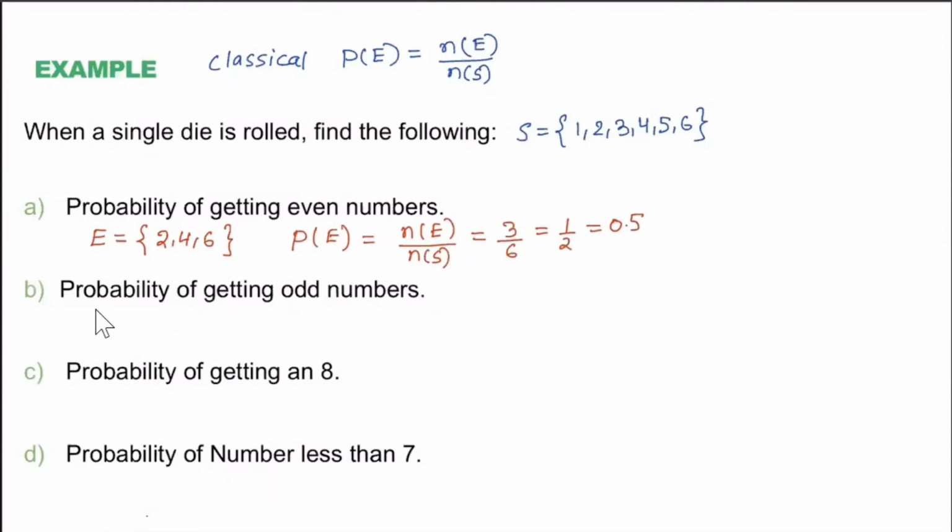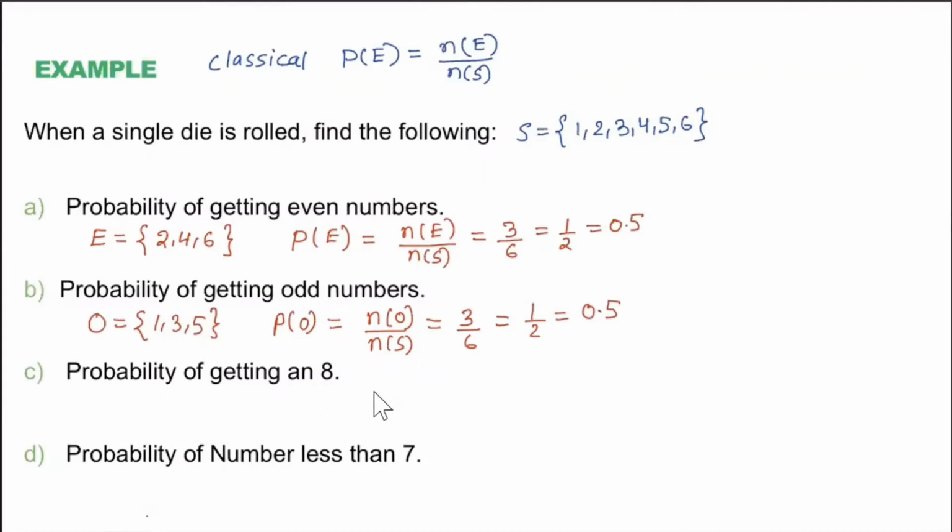Next is, what is the probability of getting odd numbers? So what are the odd numbers there? 1, 3, and 5. Very good. These are odd numbers. So when you find the probability of odd numbers, it will be the number of odd numbers divided by the total number in the sample space. So you have 3 out of 6, which is also half, or 0.5. So you can see that these probabilities are between 0 and 1.